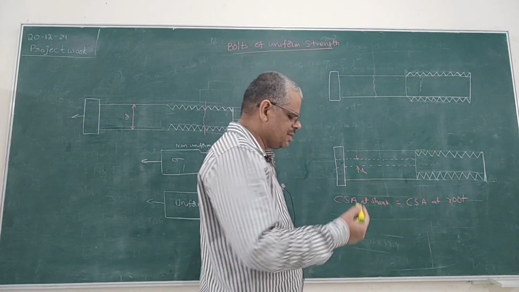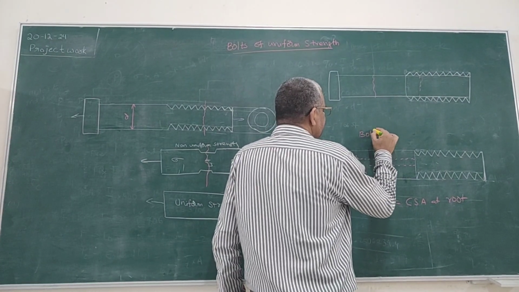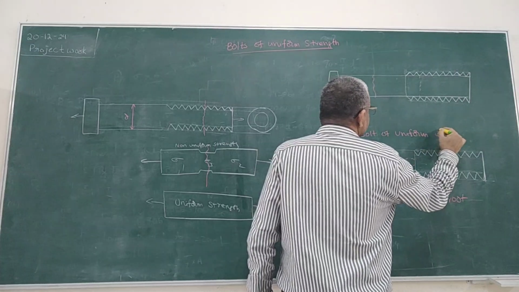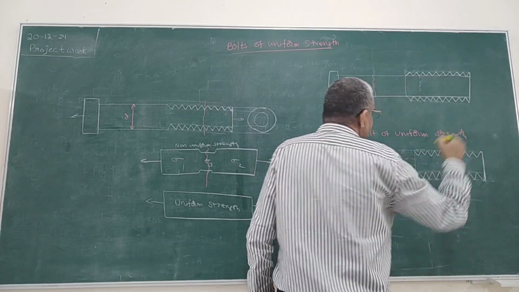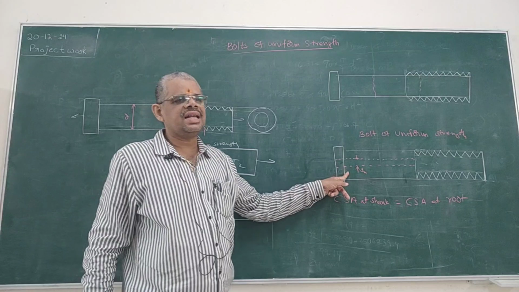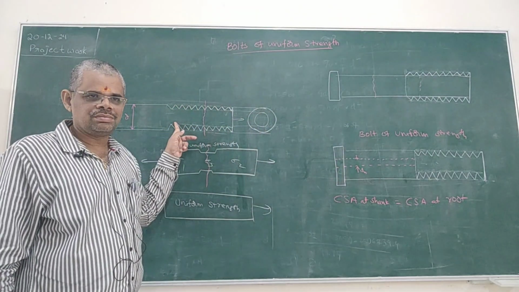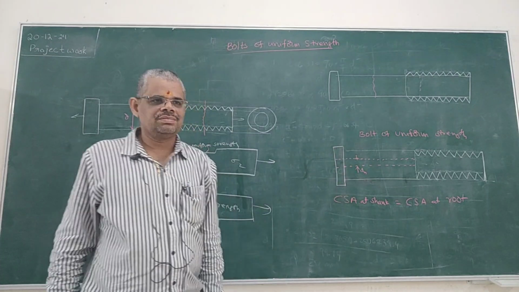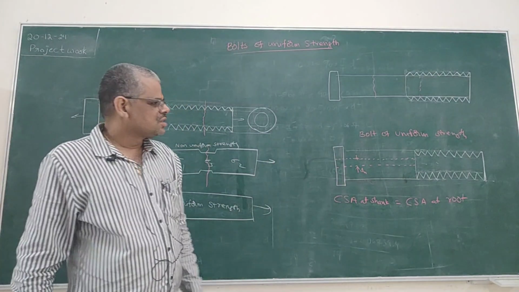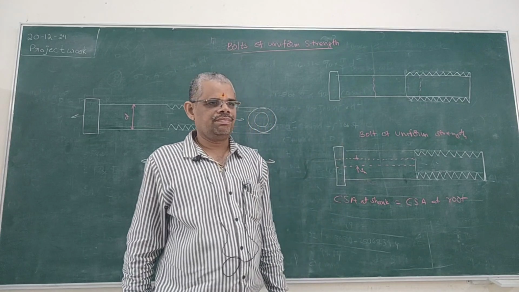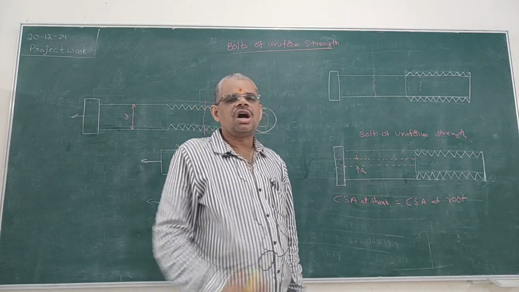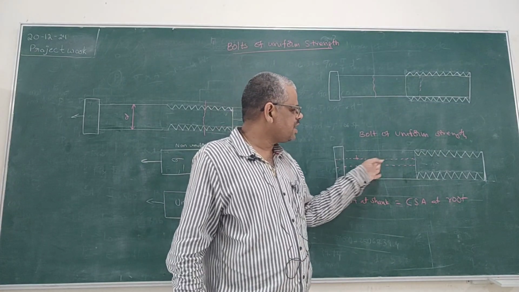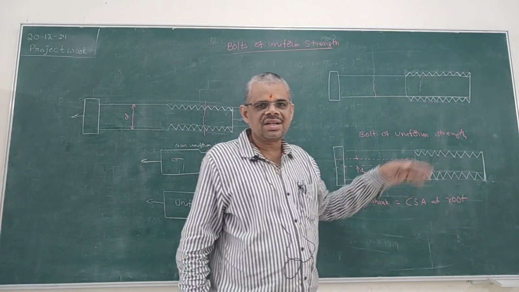So then we can say this is a bolt of uniform strength. So that's why this bolt can withstand higher load than that of this bolt, because the stresses developed are minimum here and it is of uniform strength. Now here our task is, in order to make it uniform, you have to make a hole. So how much diameter hole has to be drilled in order to make this cross-sectional area equal to the cross-sectional area at the root?